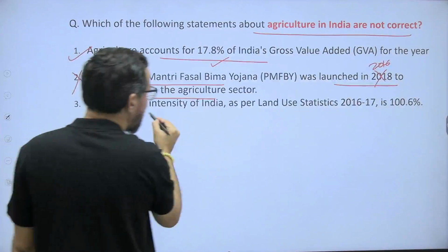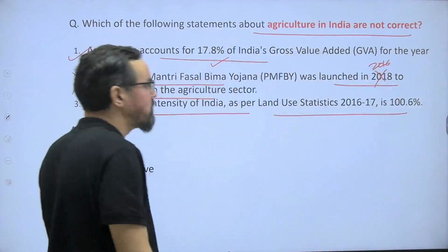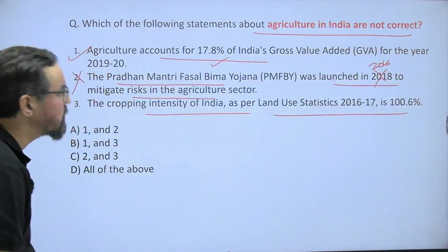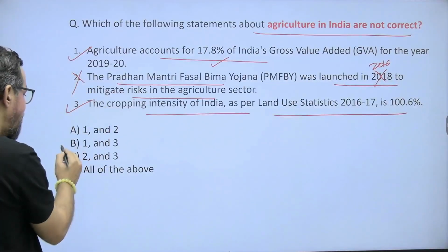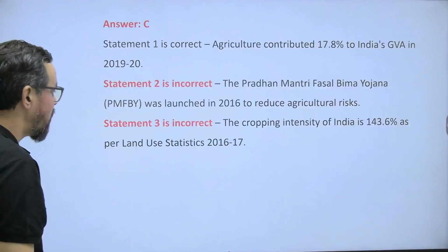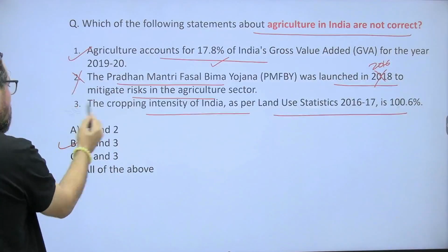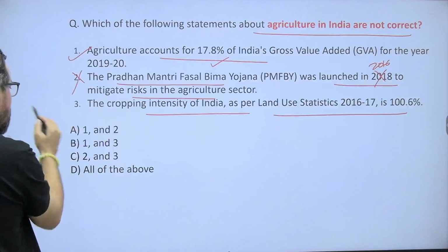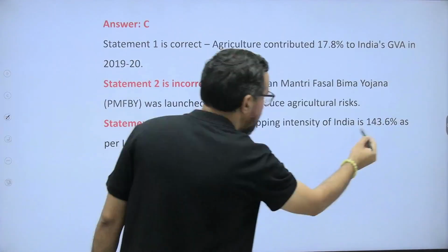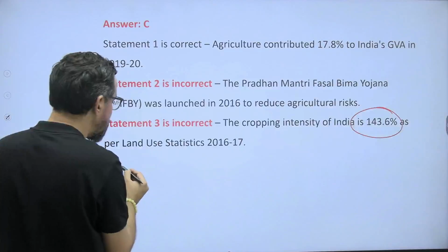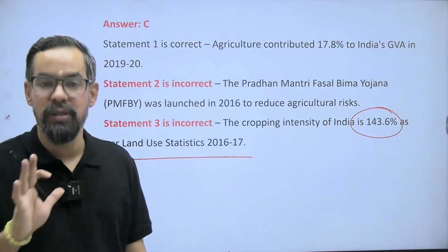The cropping intensity of India as per land use statistics 2016-17 is 100.60%. It should be right? So one in three, B should be okay, this is also correct. What we have to find out is the incorrect statement. So these two are incorrect. Why is this? It is 143.60% as per land use statistics 2016-17.